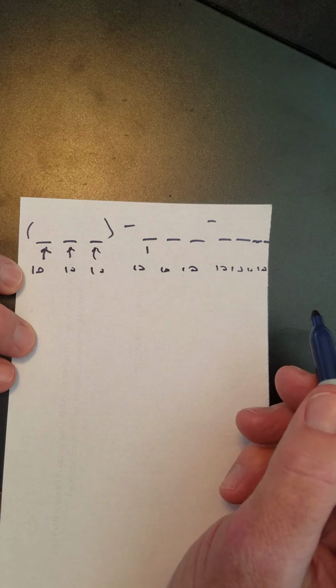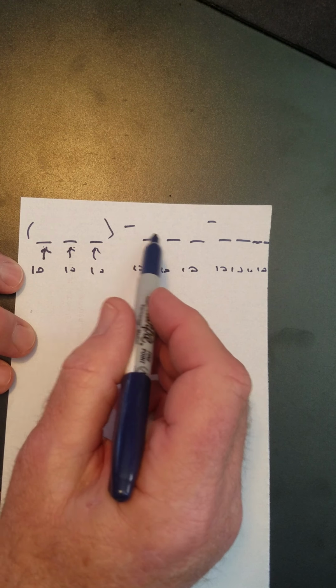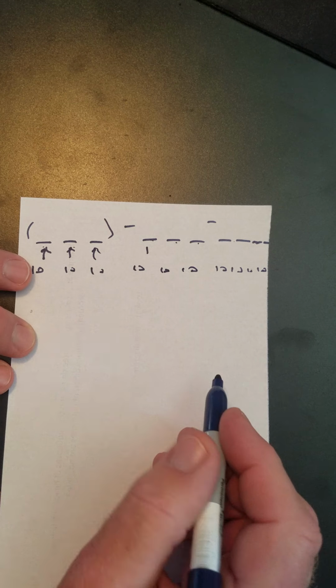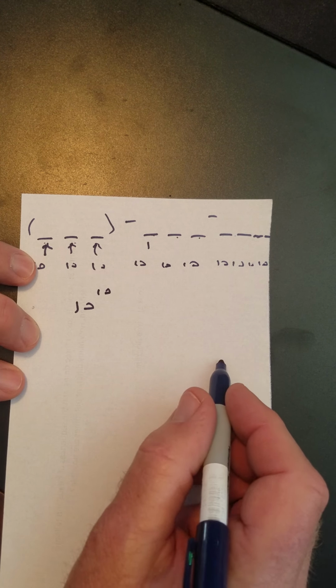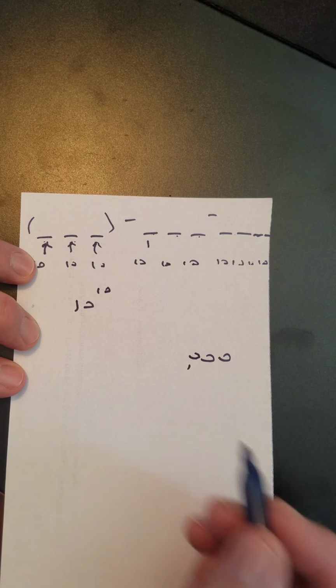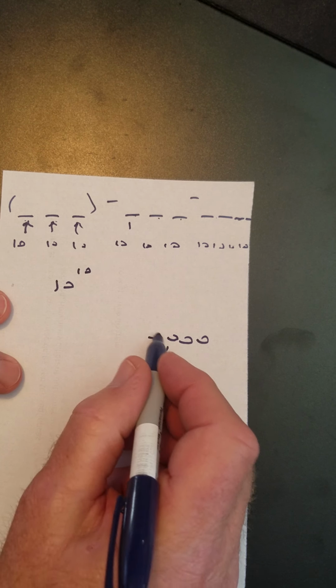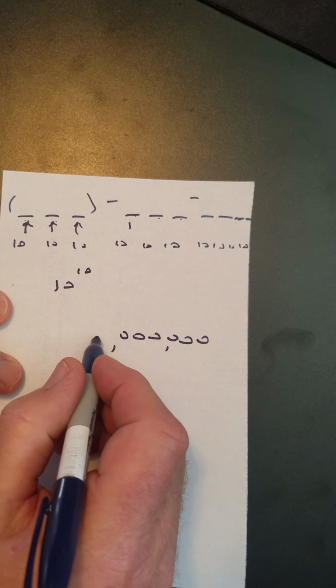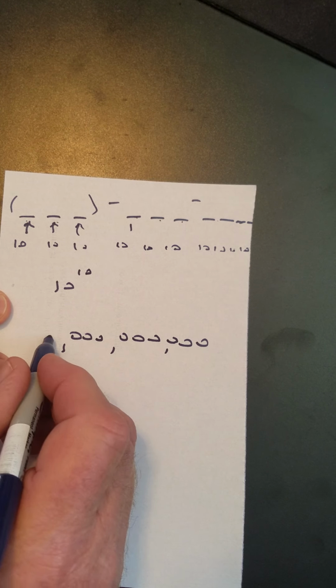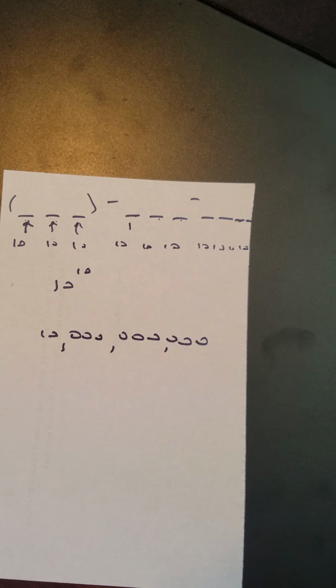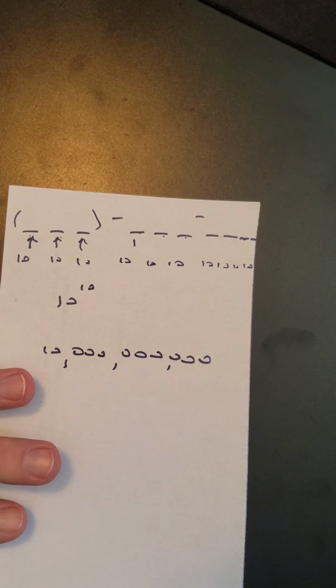They're all 10s. How many 10s do you have? 1, 2, 3, 4, 5, 6, 7, 8, 9, 10. There's 10 of them, so the answer is 10 to the 10th. So you go 1, 2, 3. That's 9 zeros, 10 zeros. There you go. That's 10 billion telephone numbers.